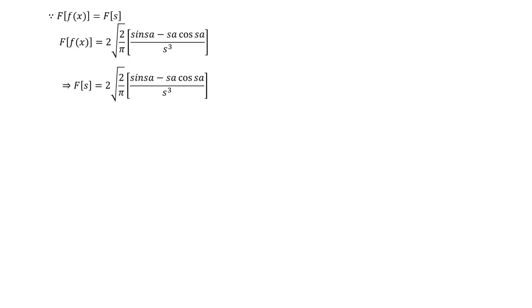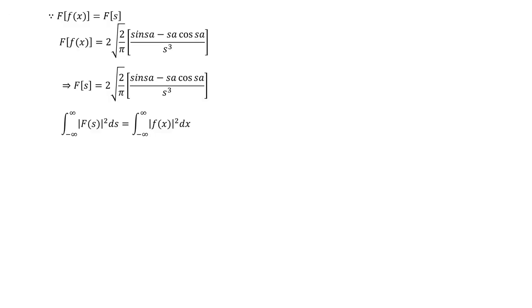Here capital F of s is the notation for the Fourier transform of small f of x. Our capital F of s we already calculated for the given function: 2 into square root of 2 divided by pi into (sin sa minus sa cos sa) by s cube. So capital F of s is nothing but 2 into square root of 2 divided by pi into (sin sa minus sa cos sa) by s cube. And we know Parseval's identity: integral over minus infinity to plus infinity modulus of F of s the whole square ds equals integral over minus infinity to infinity modulus of f of x the whole square dx.